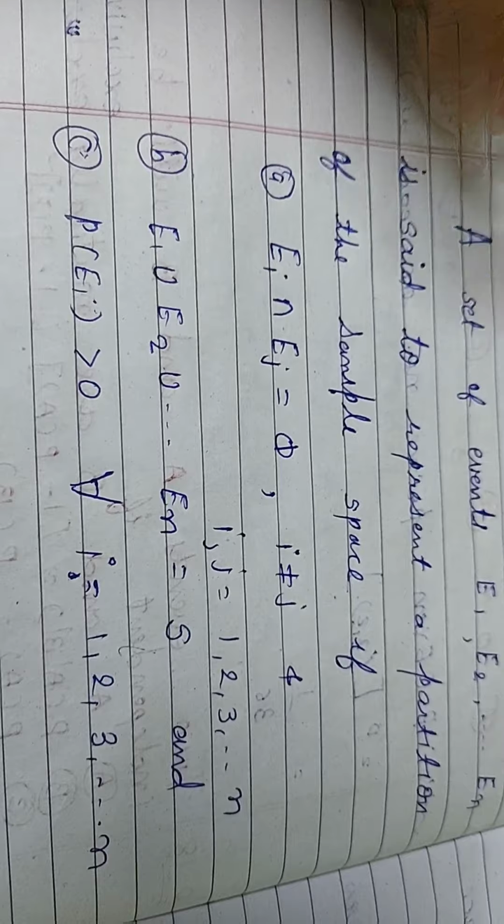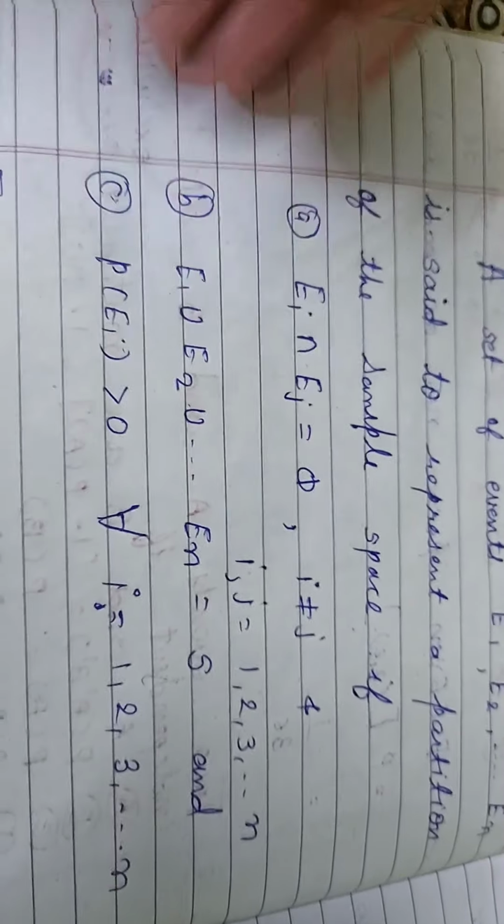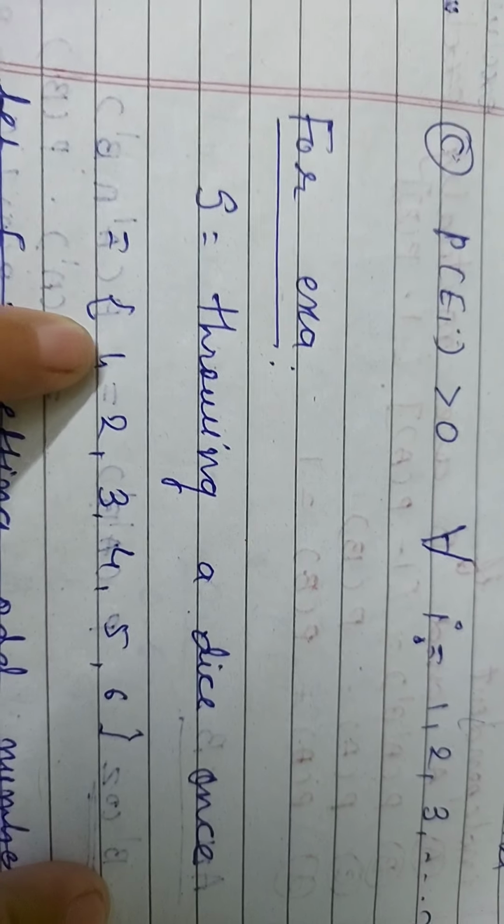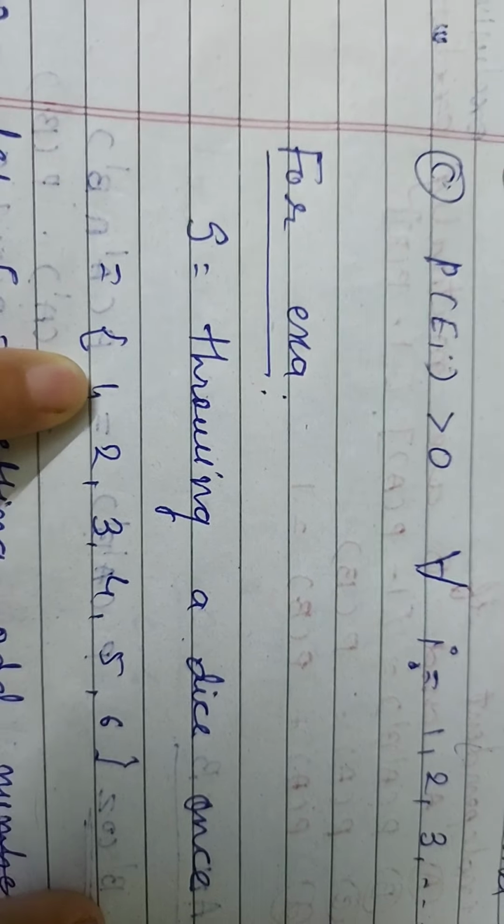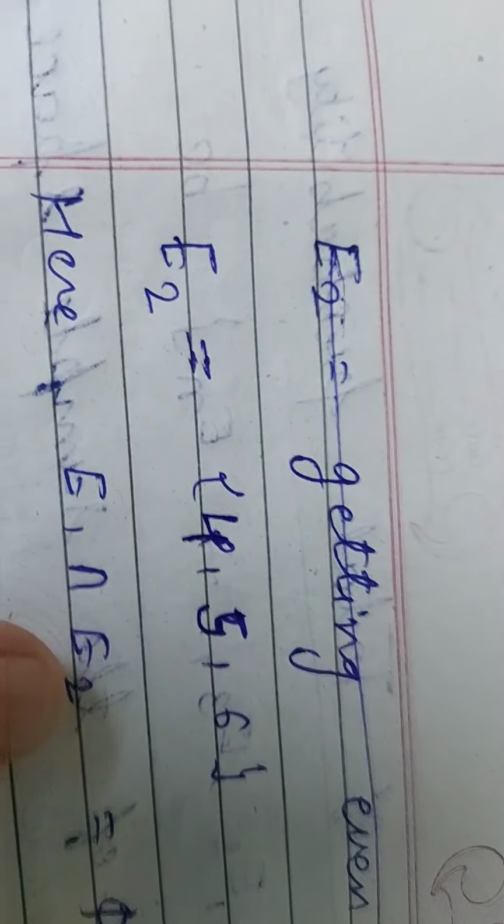Now let us see this concept with an example. So here I have taken one event S. S is throwing a dice once. Now when we throw a dice once, we have 6 events in that: getting 1, getting 2, 3, 4, 5, 6. So these are the events of this S. Here we can consider, let me take E1. E1 is equal to 1, 2 and 3, getting 1, 2 and 3 on the dice. E2 I can take 4, 5 and 6. So the E2 event is 4, 5 and 6.